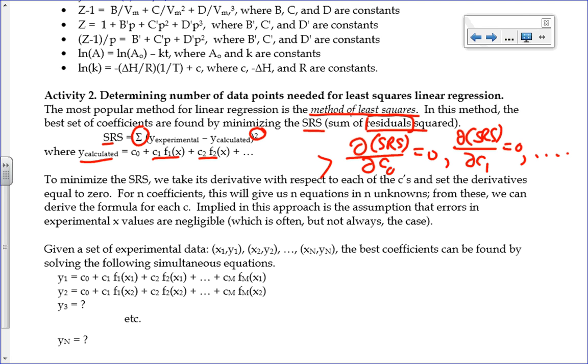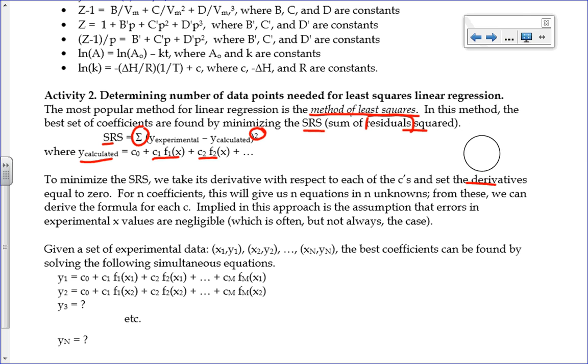Like I said, to minimize the SRS, you need to take the derivative with respect to the C's and set those derivatives equal to 0. Now, if you have n coefficients, you need n equations to determine n unknowns. Remember, our goal is to determine what those coefficients are. Those are your unknowns. So that means in order to get n equations, n of these expressions right here, you're going to have n data points.